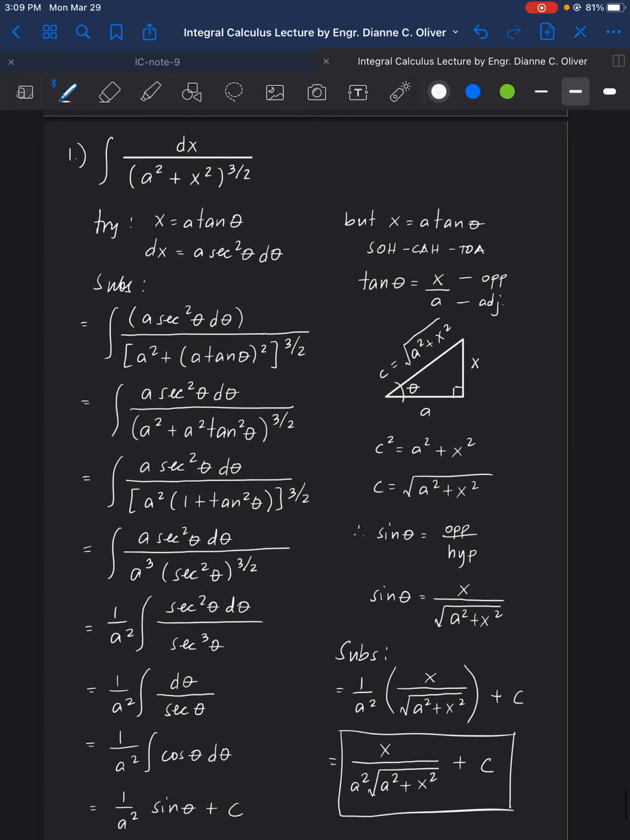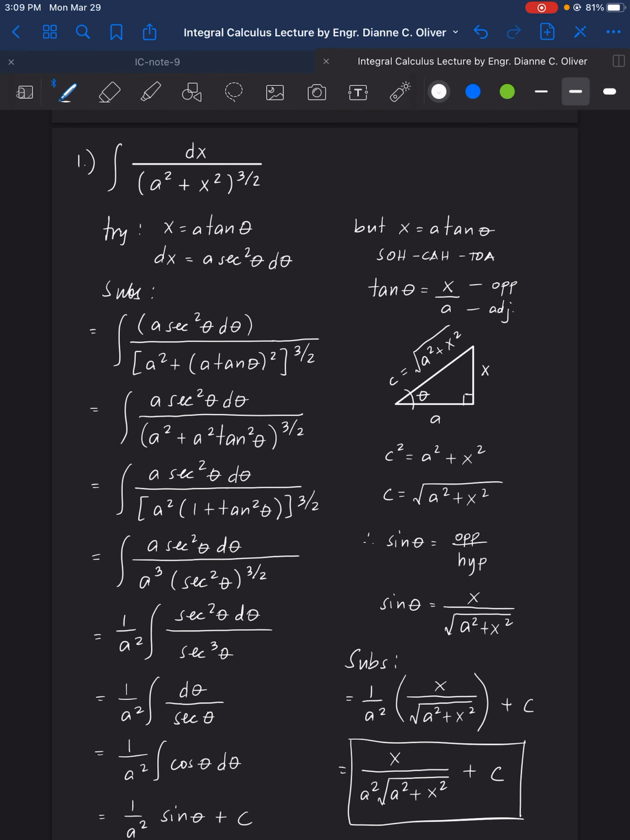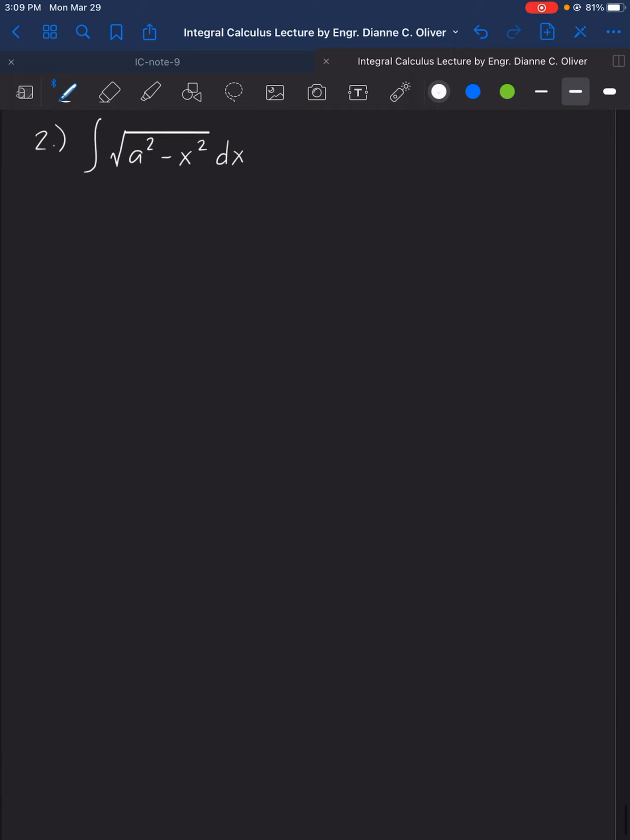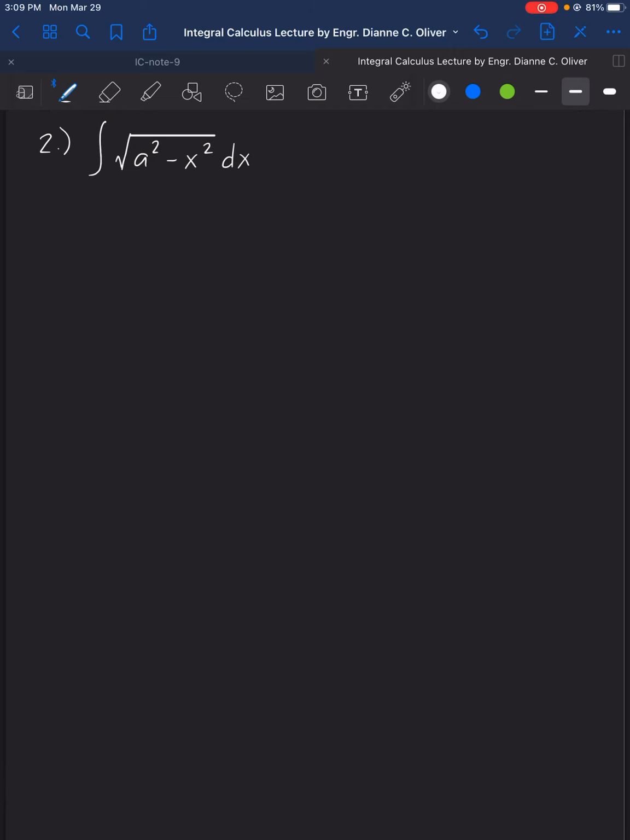So that's your integration by trigonometric substitution. Okay, that's for number 1. Let's go to number 2. Integral of square root of a squared minus x squared dx.